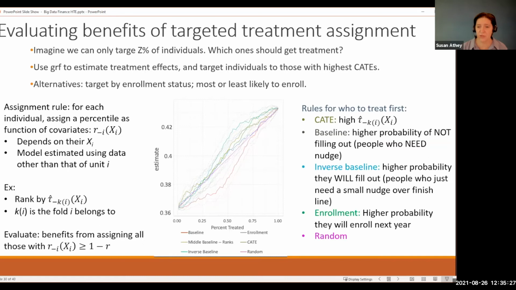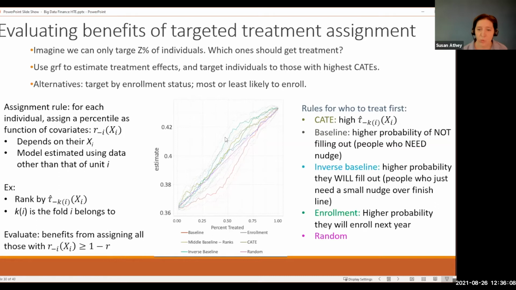And then I take the inverse. We're calling it inverse baseline because we might have thought that the people you most needed to nudge were the people who weren't going to fill out the form. But it turns out that in this case, the people who were going to fill out the form are the people for whom the nudge is most effective, which might seem counterintuitive at first. And it turns out that policy looks good. That is, if I took the 50% of the people who were most likely to fill out the form without the nudge, and then I nudge those people, I get the highest benefit from giving it to that 50% of the people.